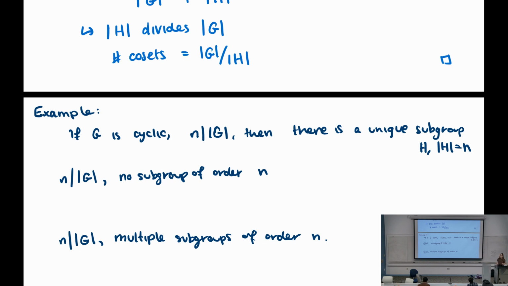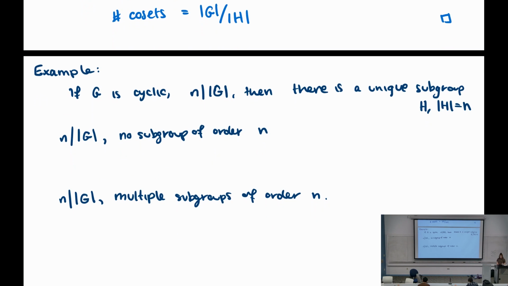Okay, did you all come up with examples that satisfy either of these? So did anyone find an N and a G with no subgroup of order N?